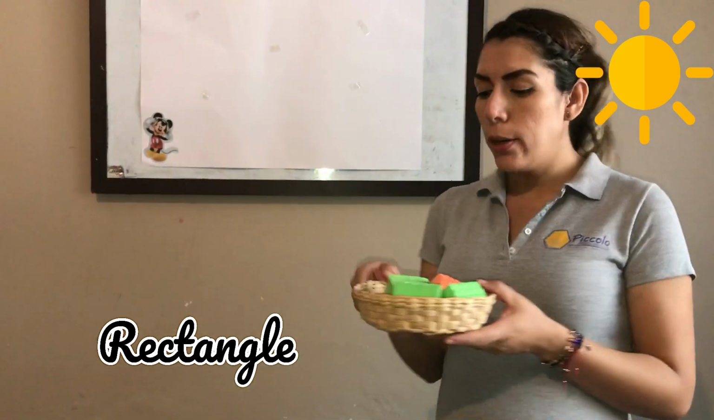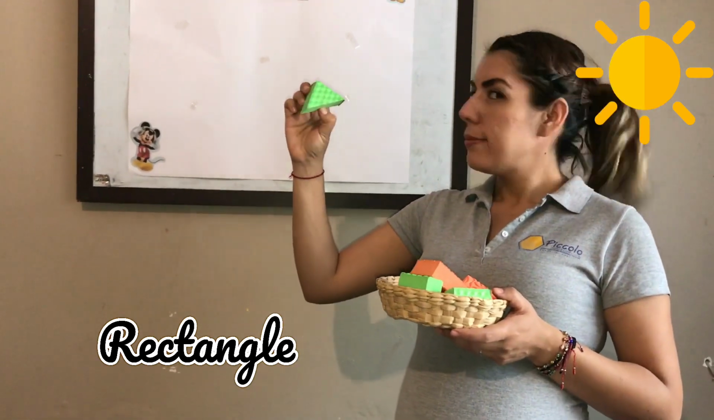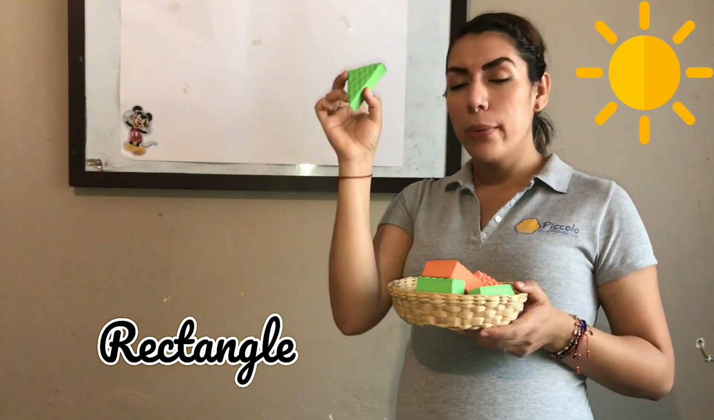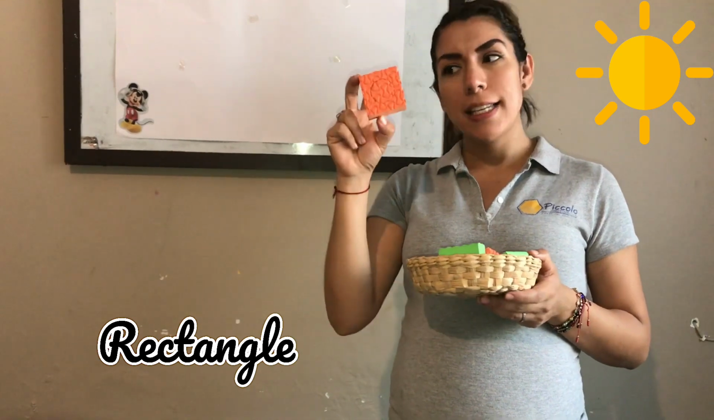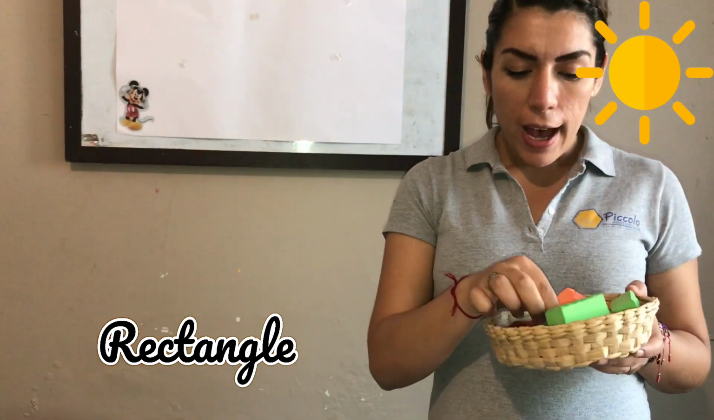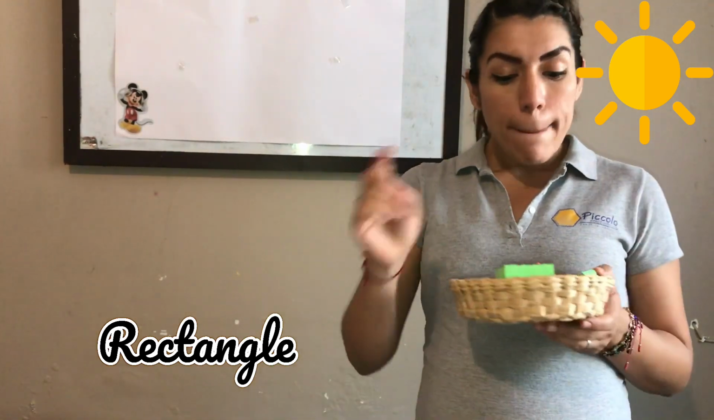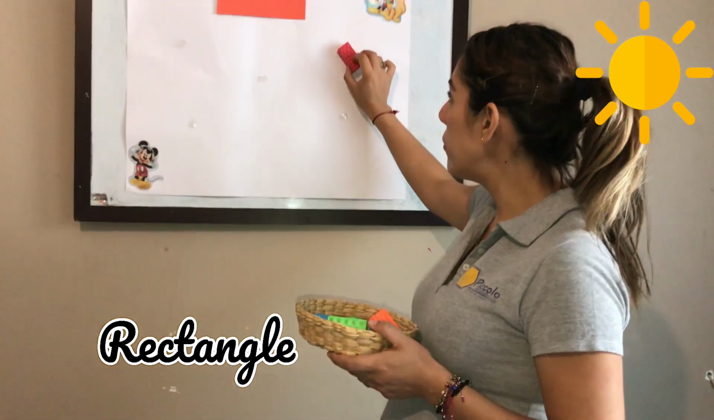I have a little basket with some blocks. My blocks are shapes. Is this a rectangle? No, this is a triangle. It's the triangle we saw the other week. Remember? Yes, very good. Okay, now I also have a square. The square we already saw in class. I also have a circle. Did you see? We also saw it in class. But today the shape we're gonna see is the rectangle. Yes? This is our rectangle.